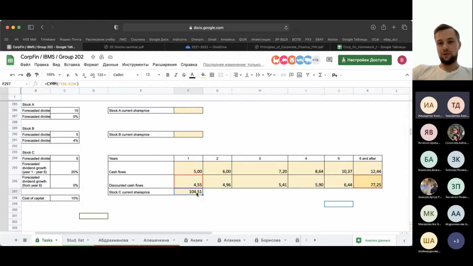But do we discount with the 10 rate or 20? 10, of course. The discount rate is 10. 20 is just the growth of our dividends in these years from 1 to 5. But can you show the formula in the cell G296? So we discount by 10%, of course, yes.